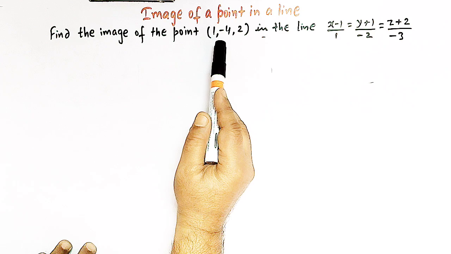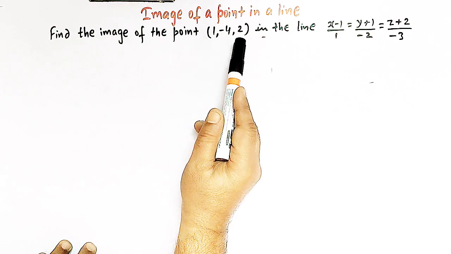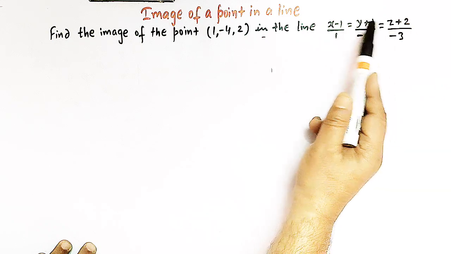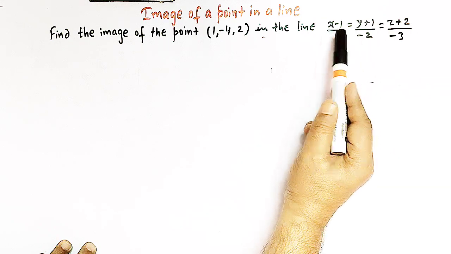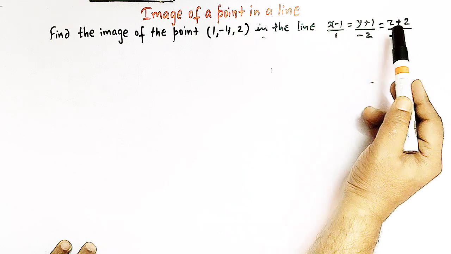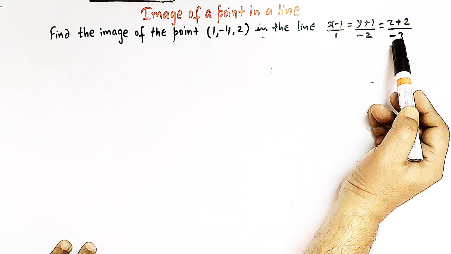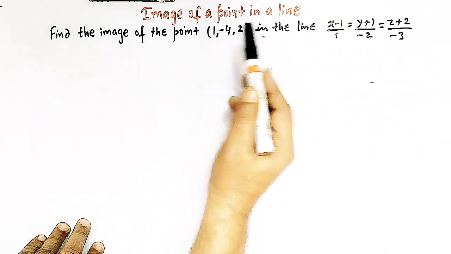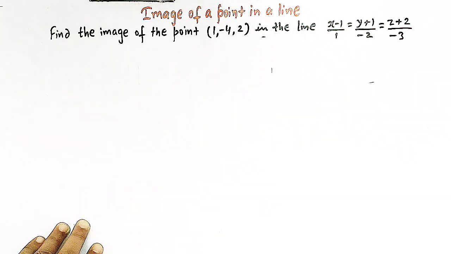this point, that is (1, -4, 2), with respect to this line whose equation in symmetric form is given as (x - 1)/1 = (y + 1)/(-2) = (z + 2)/(-3), right? So here we'll see how we can find the image of a point with respect to a line with the help of the concept of direction ratios, right?